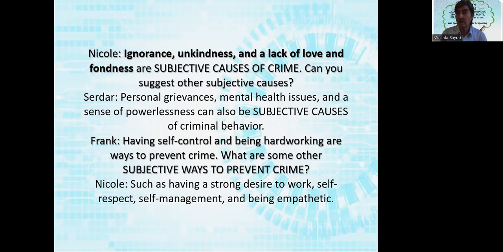Having self-control and being hardworking are ways to prevent crime. What are some other subjective ways to prevent crime? Earning money, for example, instead of getting it by illegal ways. There are innumerable ways to get money by legal and right ways. Having a strong desire to work, self-respect, self-management, and being empathetic are also subjective ways to prevent crime. Of course, there should be an awareness about them.